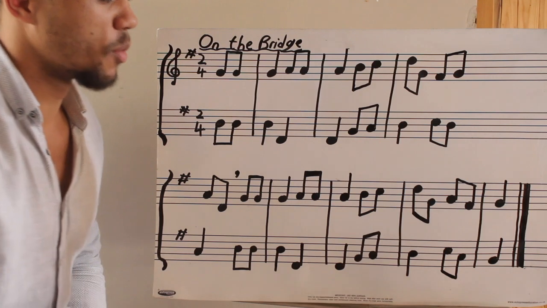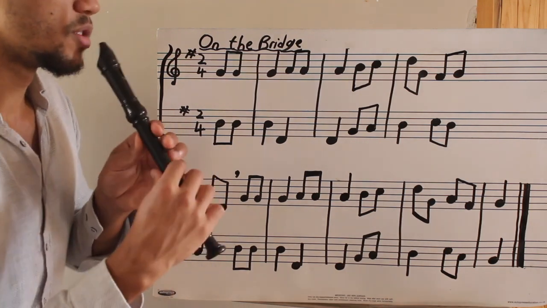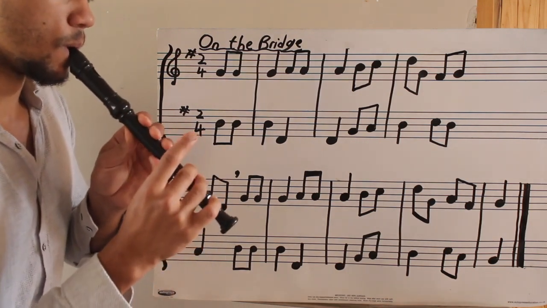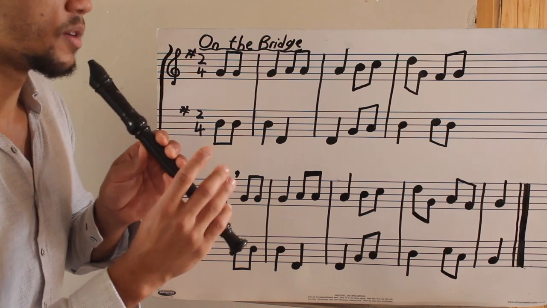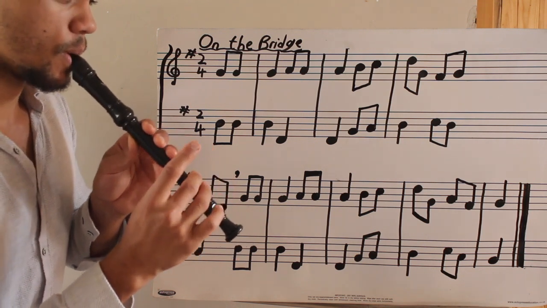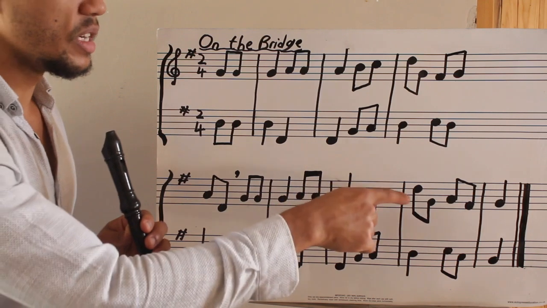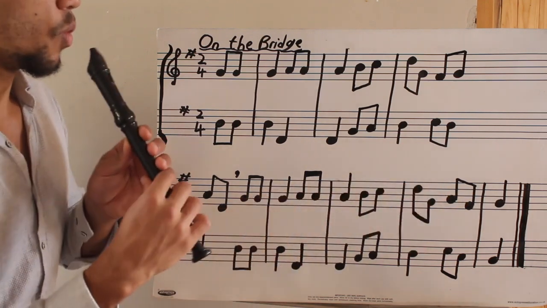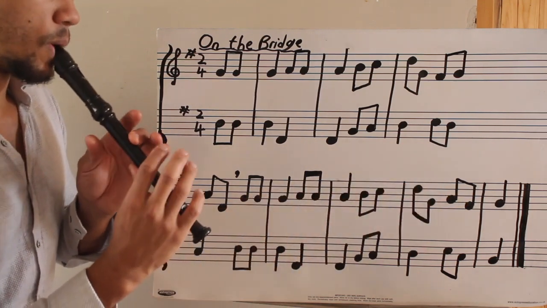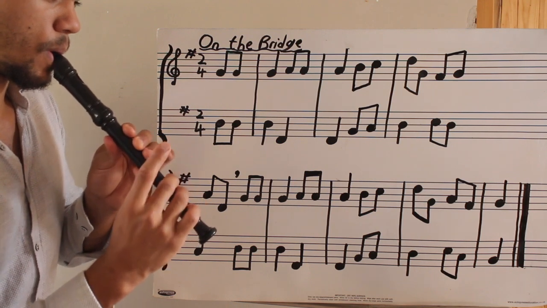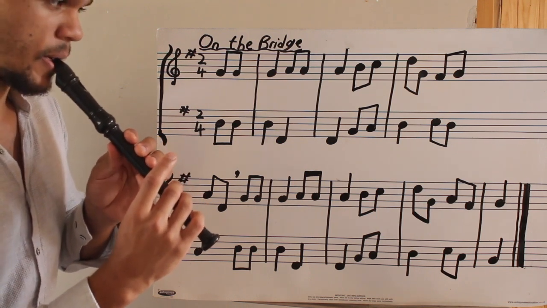Let's try this A, F sharp real quick. 1, 2. Again, 1, 2. Let's try put this D, G, A, F sharp together. 1, 2. Again.